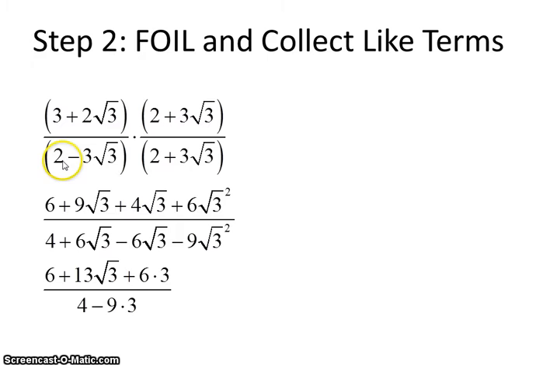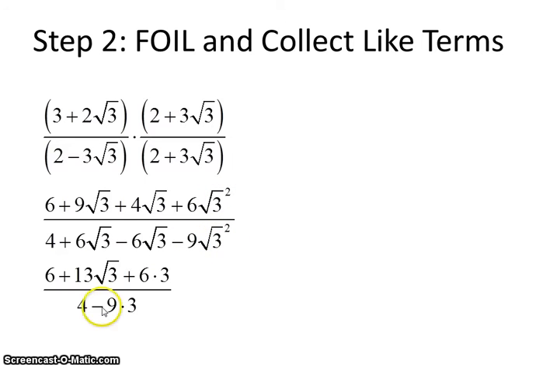Denominator: 2 times 2 is 4. Outer is 6√3. Inner is 6√3, which is not surprising. When we multiply top and bottom by the conjugate of the denominator, we should always get the outer and the inner terms to cancel, which is the √3 terms. And the last is going to give us minus 3 times 3, which is minus 9. √3 times √3 is the square root of 3 squared, and we know that the square root of 3 squared is just 3.